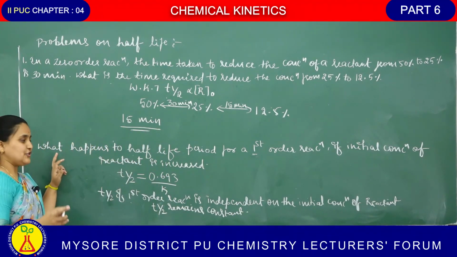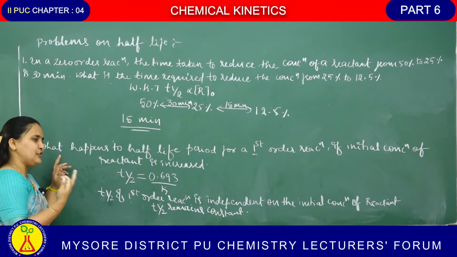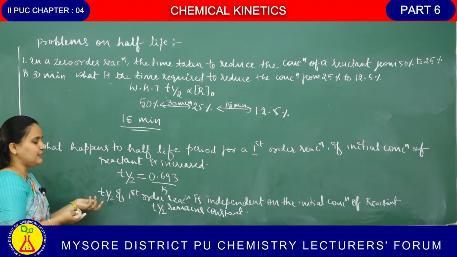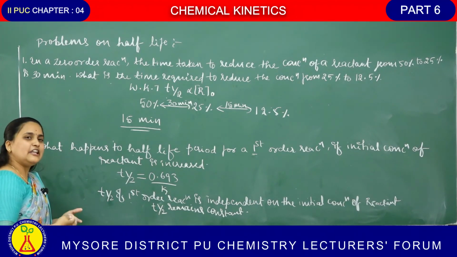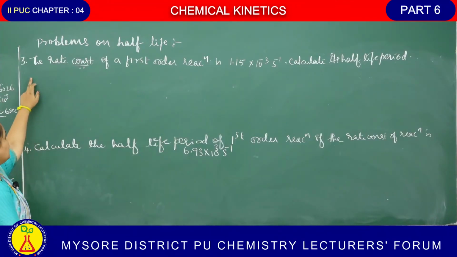Half life period of a first order reaction is independent of the initial concentration. Therefore, if you increase or decrease the concentration of reactant, it does not matter for half life. Therefore, T half remains constant. Is it clear? Okay. See the third question.